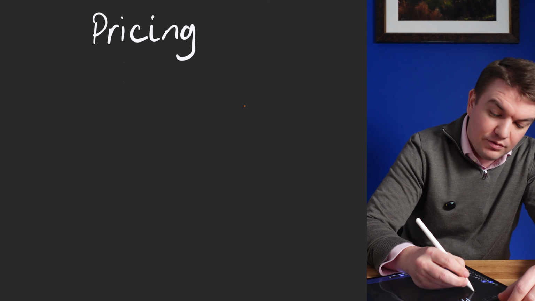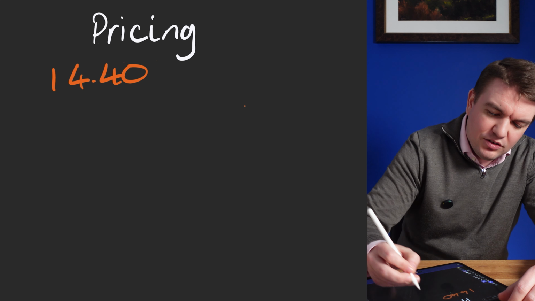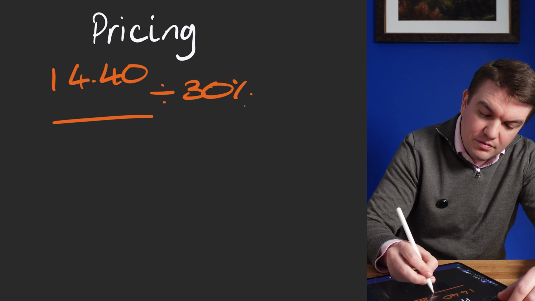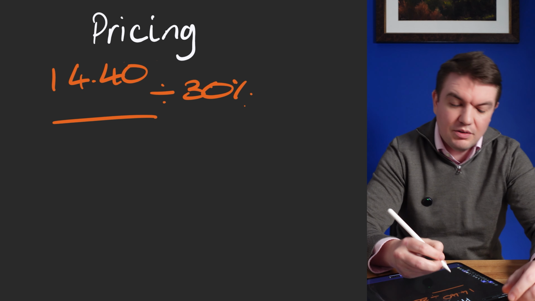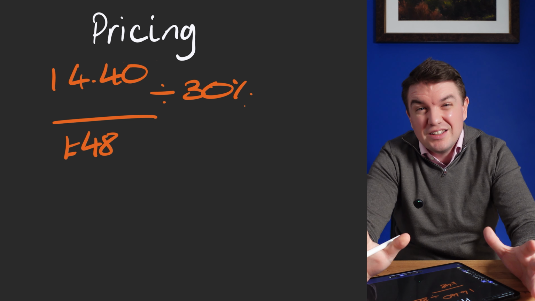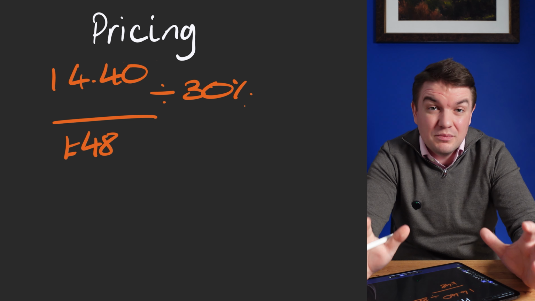As a rule of thumb, your landed cost per SKU should be around 30% of your sale price. So to get an indicative price you're going to sell at, you need to divide it by 30%. So if we look at our example, we know that our landed cost per SKU was £14.40. That means I need to divide that by 30% to get my indicative price. So my indicative price should be £48. And that means I should be targeting that price to make sure I'm making a 30% margin.